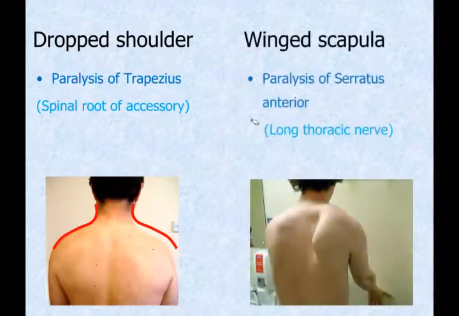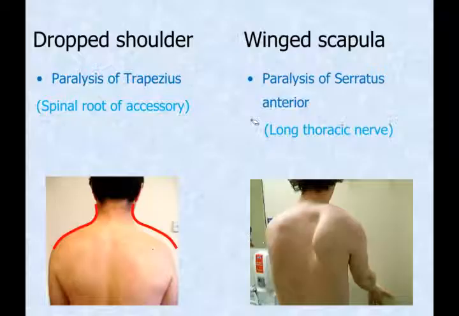Okay, then winged scapula. I mentioned this before. Now in this picture, you can see this person is pushing against a hard surface. In this case, it's a wall. He's pushing against a wall with both hands. You cannot see the left hand; it is covered by the body of the person. When you push against a wall like this, you can see very clearly that the vertebral border, or the medial border, of the scapula on the right side has come out, like a wing of a bird.